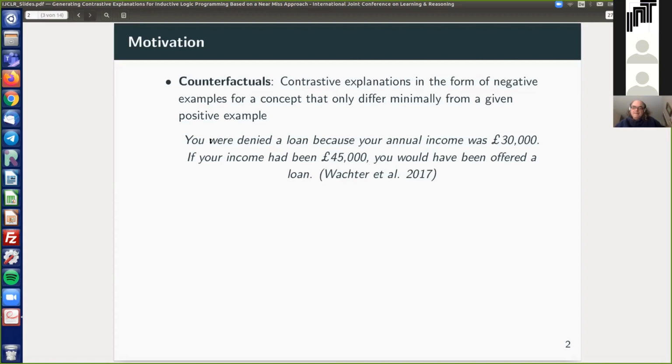They said, just imagine you were denied a loan because your annual income was £30,000. And if your income had been £45,000, you would have been offered a loan. So this is basically the counterfactual here, a minimal change in statements and facts that would give you the loan. This is a counterfactual.